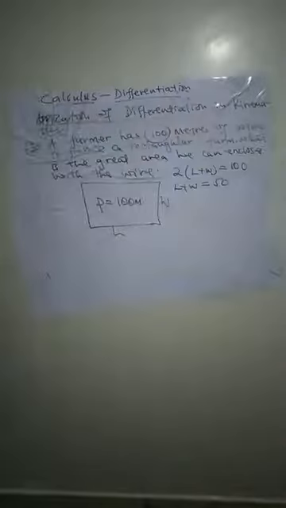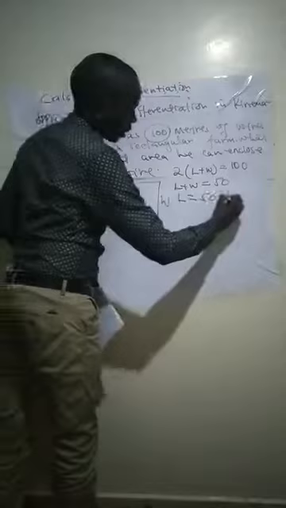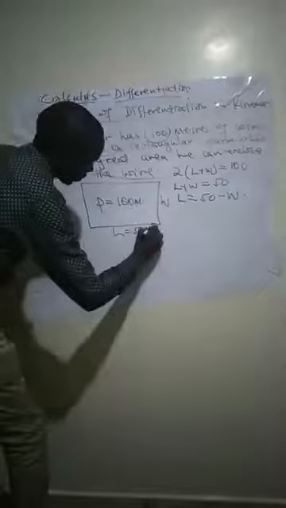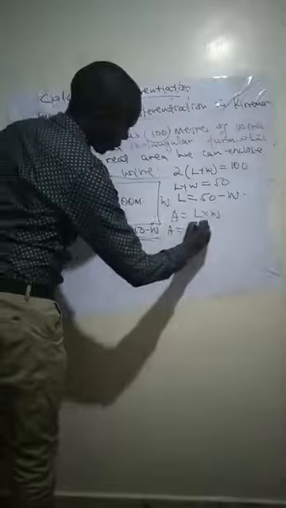You can divide by 2 all through to get length plus width equals 50, when you divide both sides by 2. At this stage, you can make one the subject. So L equals 50 minus W. Now the question is, what is the greatest area? The area of a rectangle is length times width. I already have my length as 50 minus W. So area, A equals (50 minus W) times W.